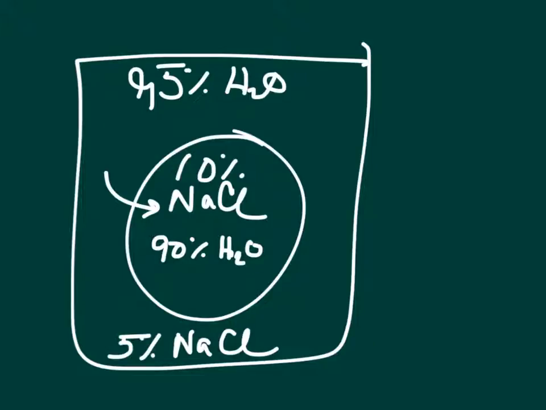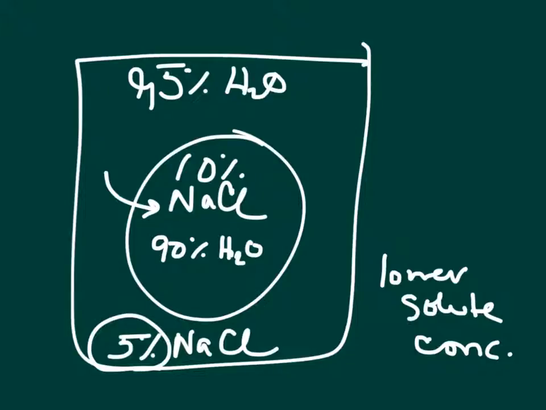And we say, based on solute concentration, 5%, we say the outside of the cell is hypotonic. Hypo meaning less, so it has a lower concentration.